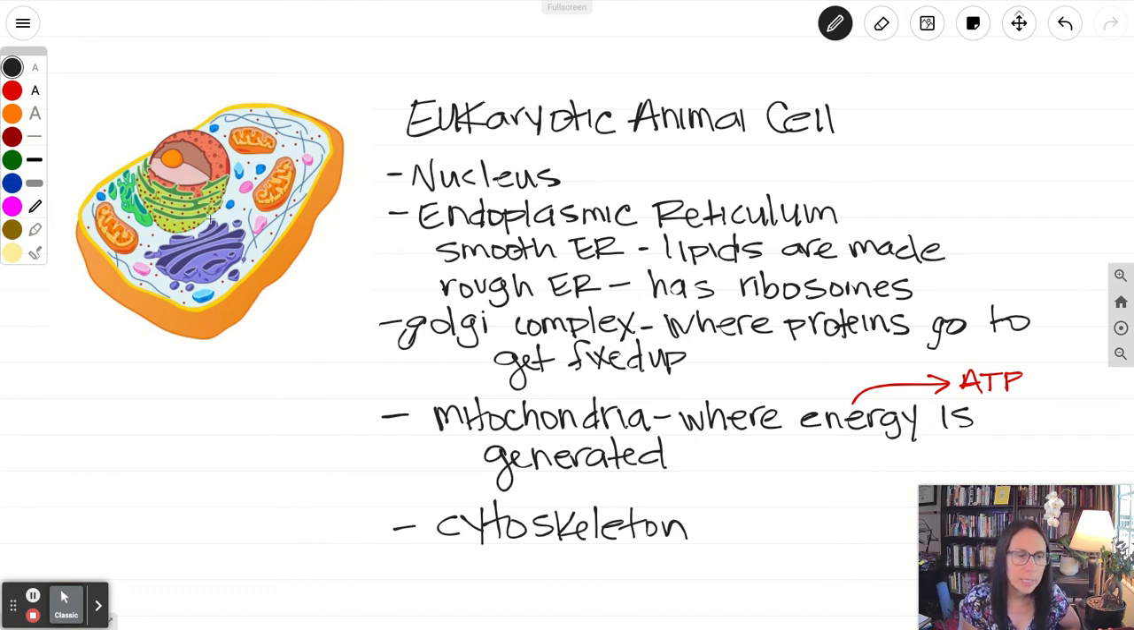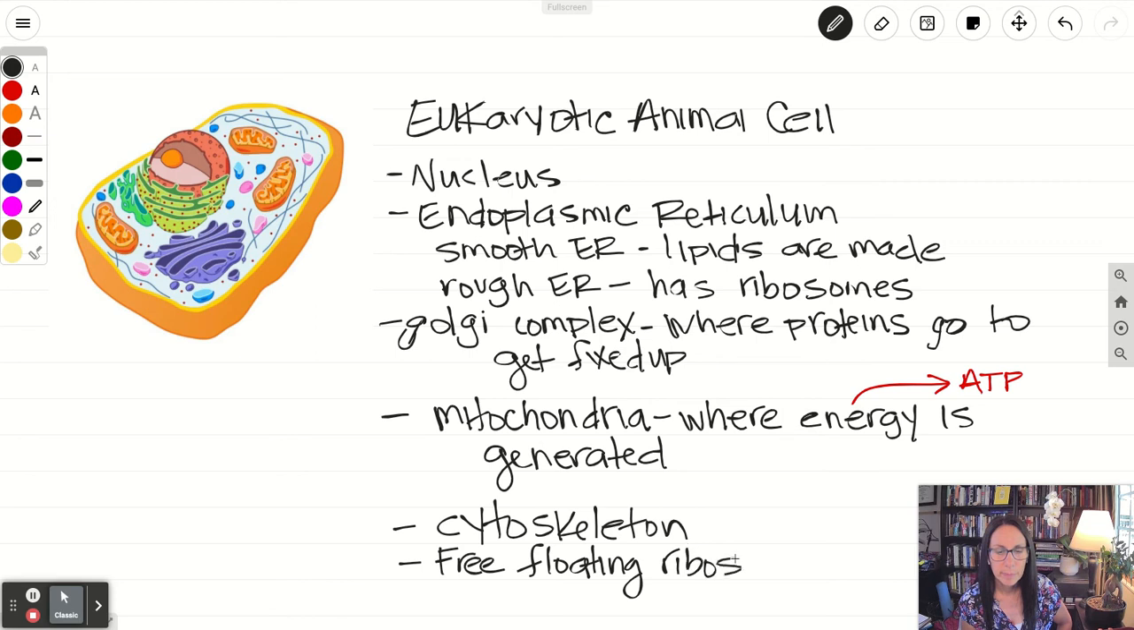Another thing I want to point out here are these little red dots. Those are also ribosomes. There are ribosomes that are stuck to the rough ER, see those red dots here? But there are also ribosomes that are floating around in the cytoplasm, so I'm just going to put free floating ribosomes. I'm just introducing all these structures to you. We are going to go into detail about some of them as the class continues.